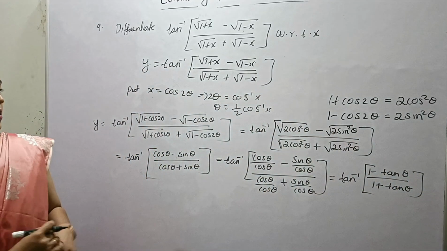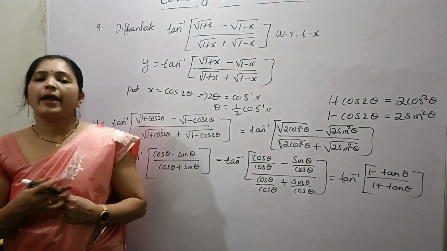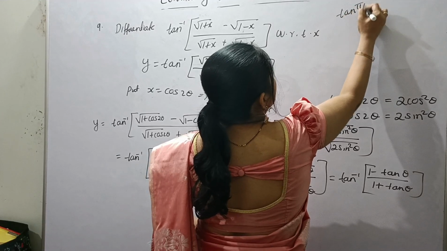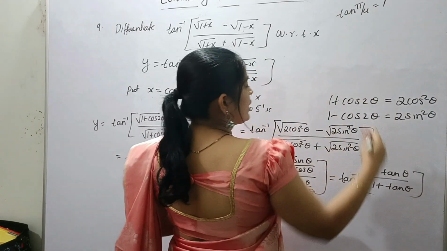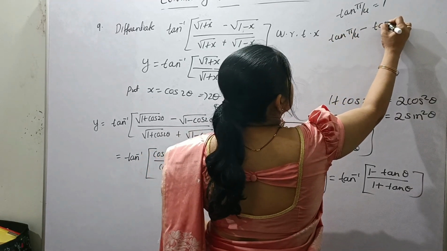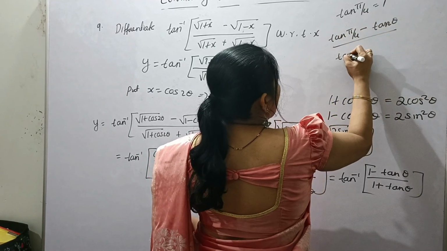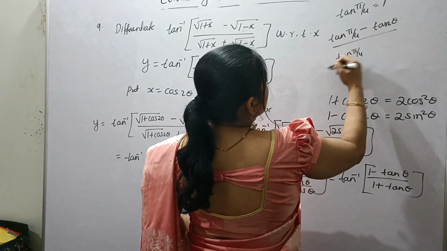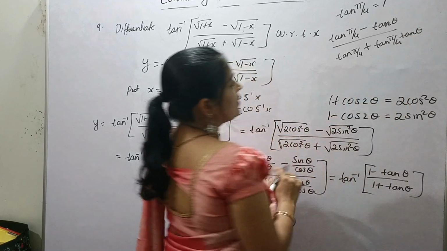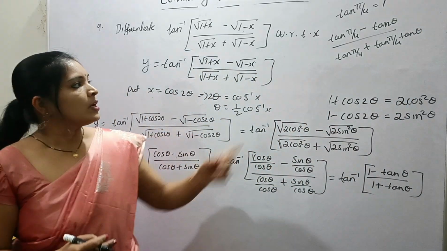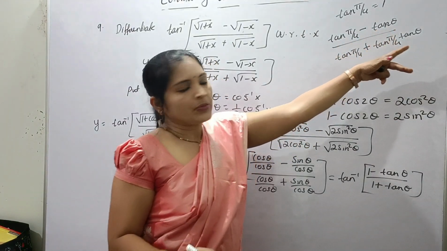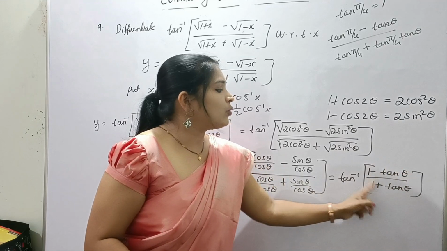Now, see here. Here 1 can be written as tan pi by 4, because tan pi by 4 is equal to 1, right? So it will be in the form of tan pi by 4 minus tan theta divided by tan pi by 4 plus tan pi by 4 into tan theta, right? Because tan pi by 4 is 1, that is 1 minus tan theta divided by 1 plus 1 into tan theta, that is tan theta. So it is 1 minus tan theta divided by 1 plus tan theta.